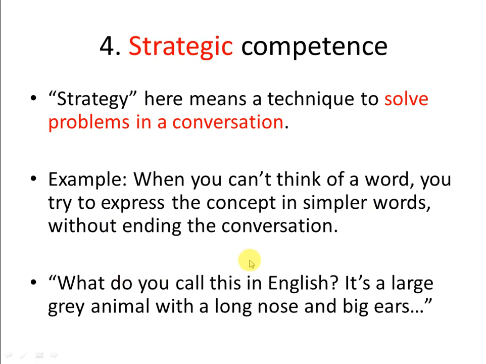Let's say you want to talk about an elephant, but you just can't remember the word elephant. In that case, of course, you may choose to stop talking about it. You can do so, but I think that's not good. So maybe you can say something like, what do you call this in English? It's a large gray animal with a long nose and big ears. If you say this, I think your listener will understand what you want to say. Even if you can't remember the word elephant, you can get your message across. And maybe if you're talking to a native speaker, he or she will tell you the word elephant.